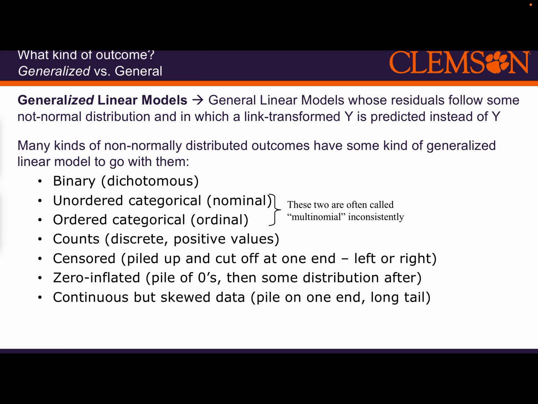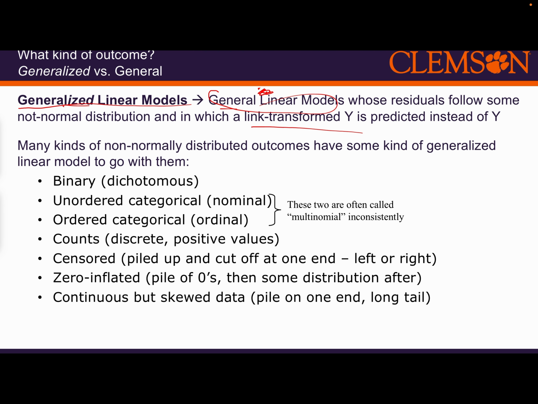So, what type of outcomes? There's a difference between generalized versus general, right? General linear models are models whose residuals follow a normal distribution. Sorry, generalized, this should be right here. Actually, no, this is the definition. Read the slide, Jonathan. Generalized linear models take general linear models and add residuals that follow some type of not normal distribution, and in which we have to use a link function to transform the mean of y itself.